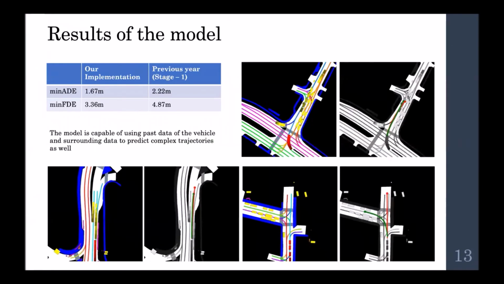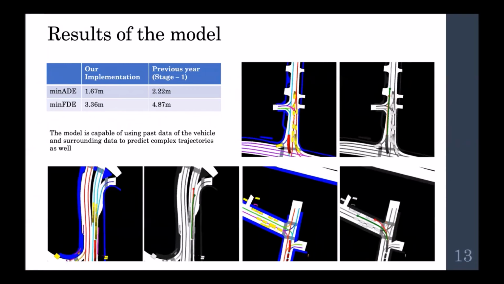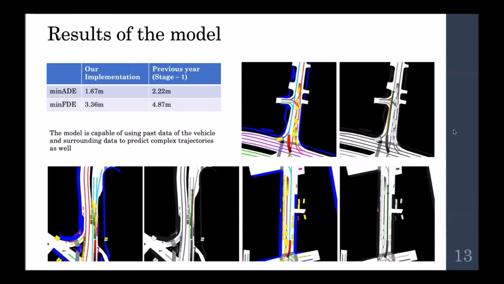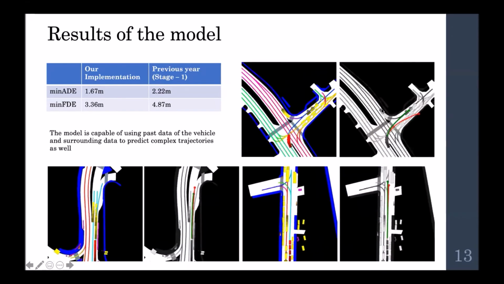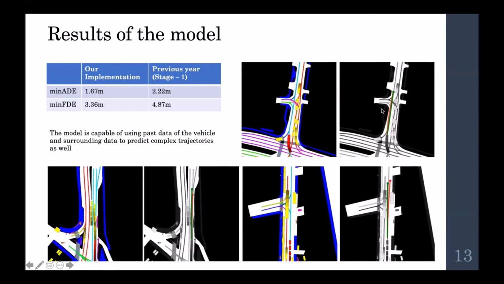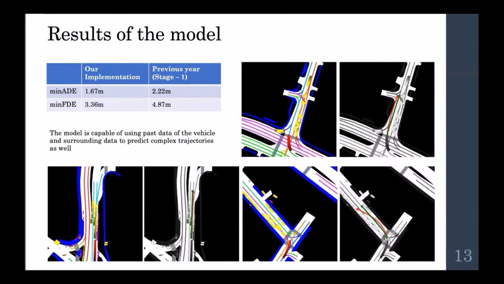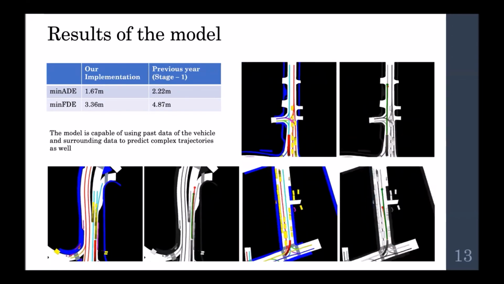We were able to reduce min ADE and min FDE values compared to last year. In the visualizations, the green line is the ground truth and the red line is the predicted trajectory. The model is capable of identifying U-turns, junctions, and straight line trajectories very accurately.